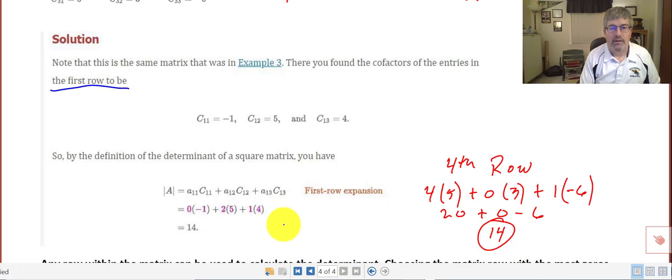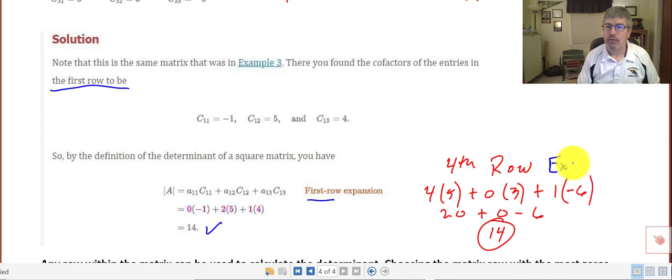A for row 1, column 1 was 0. Our cofactor was -1. A for row 1, column 2 was 2, so we multiply it by its corresponding cofactor of 5. And A for row 1, column 3 was 1. We multiply it by its cofactor of 4. We add all that together, and we get 14. That would be a first row expansion.